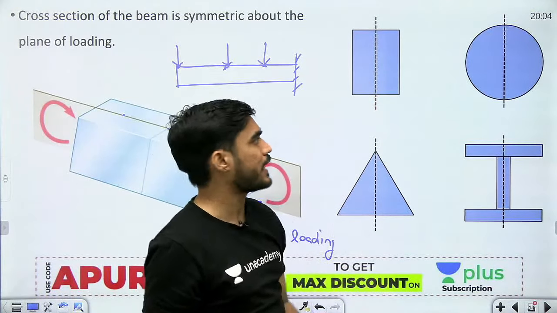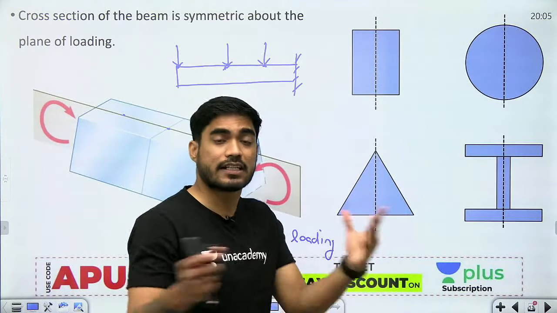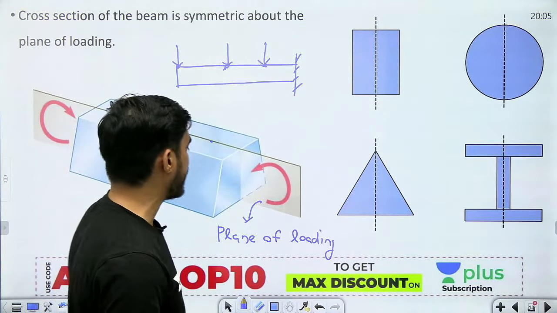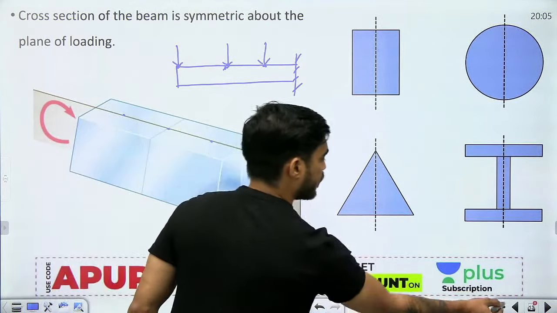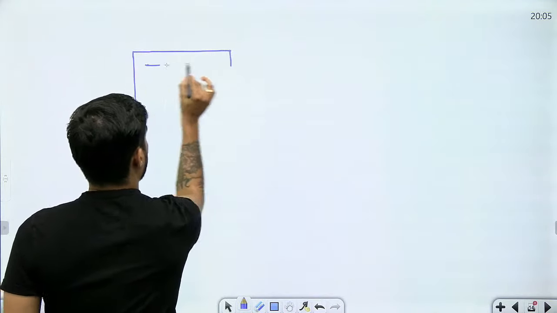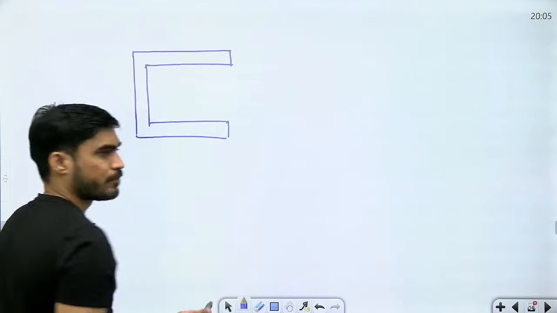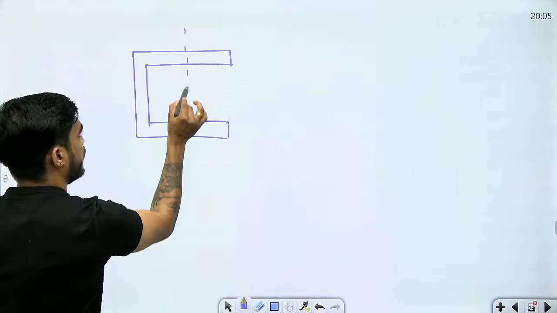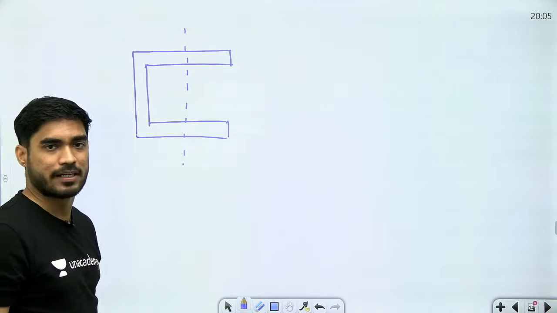For example, rectangle, circle, triangle, I section, T section, whatever section. कौन से सेक्शन आप नहीं देखोगे, आप ये वाला सेक्शन नहीं देखोगे. You will never see this type of section in your questions, है ना. ये वाला सेक्शन आप नहीं देखोगे. ये वाला सेक्शन हम क्यों नहीं देखेंगे, because it is not symmetric about the plane of loading, right? ये अपना plane of loading के about symmetric नहीं है, right?